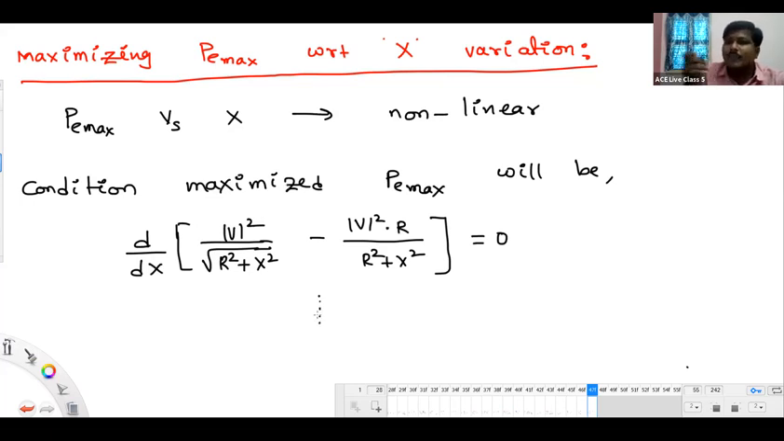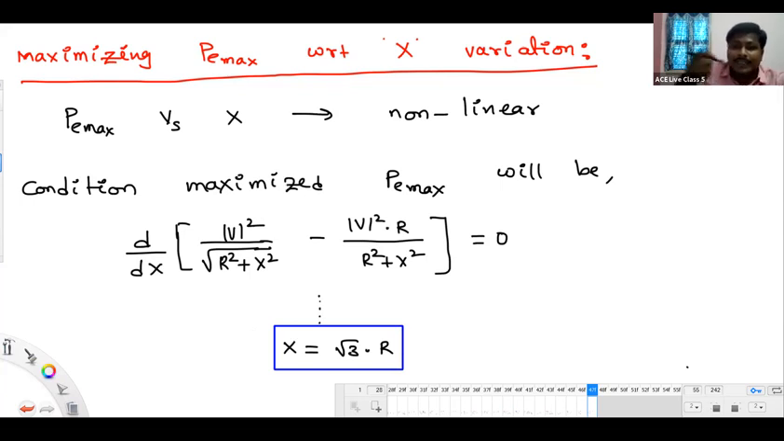Finally, the condition we are going to obtain here is x equals root 3 times the resistance. x equals root 3 times the resistance. This is one of the conditions for maximum power transfer capacity with respect to network elements variation. Okay, please complete this one quickly.